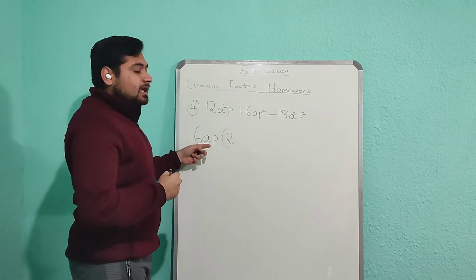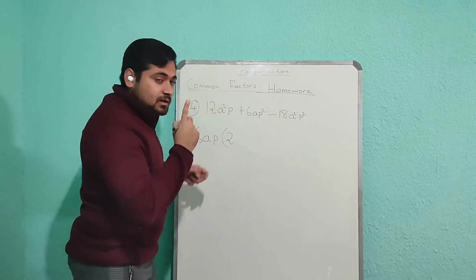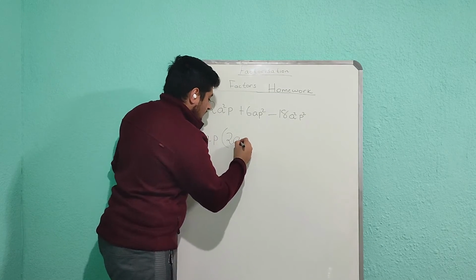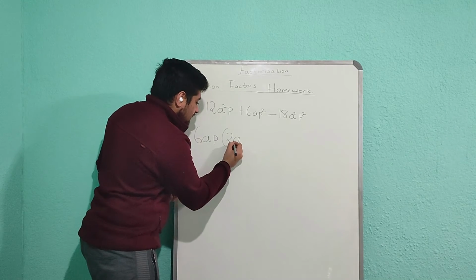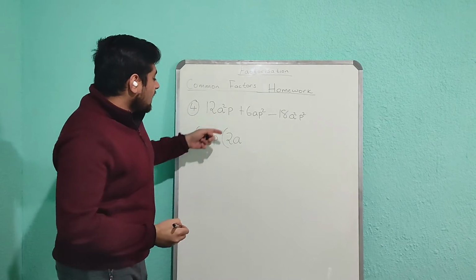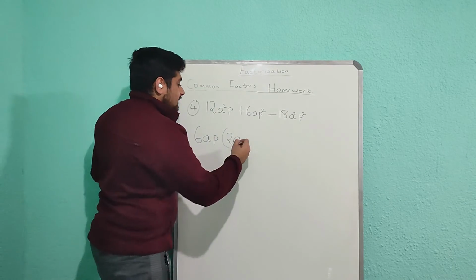And then here we got A to the power of 1, here we got A to the power of 2. So how many A's are missing? 1 A is missing, so we write A. Now in terms of P, how many P's do we got here? P to the power of 1, P to the power of 1, we do not need to write that again.